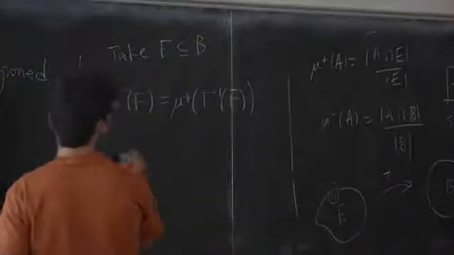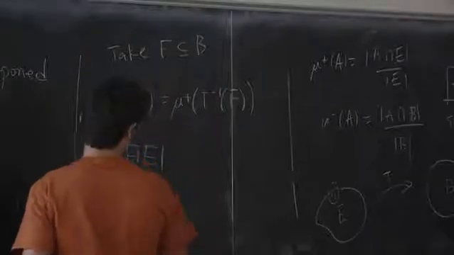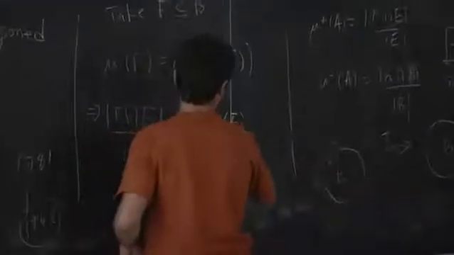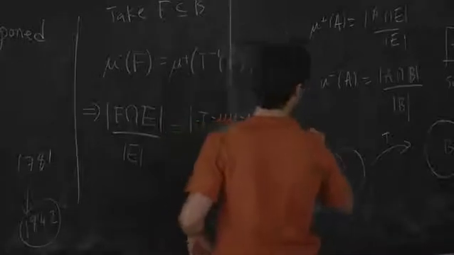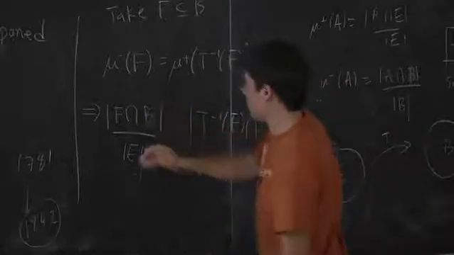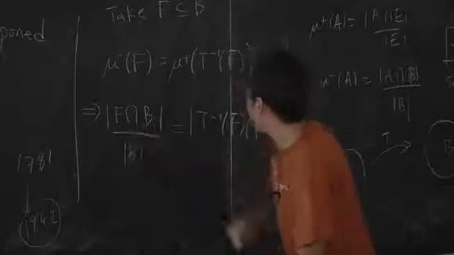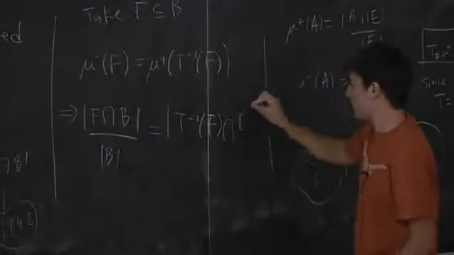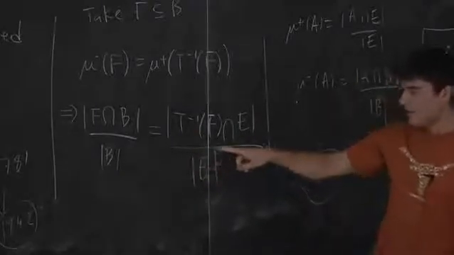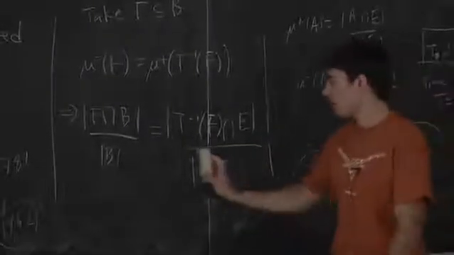This means that f intersected with E over the mass of E is equal to T inverse of f intersected with B over the mass of E. We assume that the measure of E is equal to the measure of the ball, right? That was that first scaling argument that we did. So we can just get rid of this.